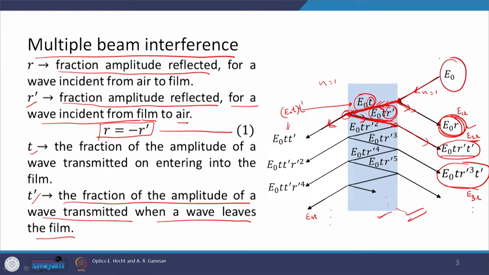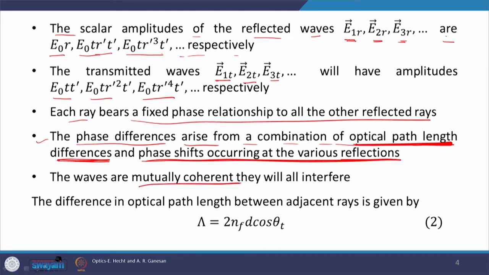Now, all these transmitted and reflected rays, as can be seen in this figure, are getting generated from the wave of amplitude E0. One single beam is falling, and it is generating the different orders of transmission and reflections. We see different transmitted beams and different reflected beams, and they all have their origin in the first beam, which is of magnitude E naught. Since they all are generated from the same source, they are all mutually coherent, and therefore they will interfere and give a sustained interference fringe pattern.